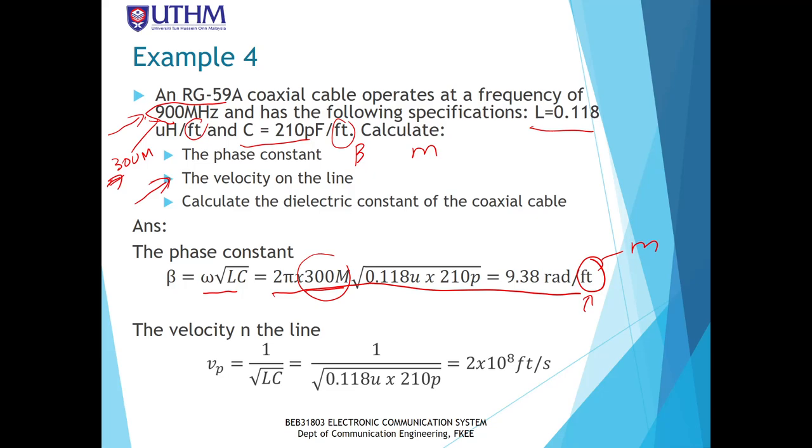Okay, so here we don't know how much is VP, we don't know how much is VF and so on. But we are given L and C, so we can use the L and C parameters to calculate the wave velocity, which is equal to 1 over square root of LC. Okay, so this is equal to 1 over 0.118 micro multiplied with 210 pico. And then you're going to get 2 times 10 power of 8.